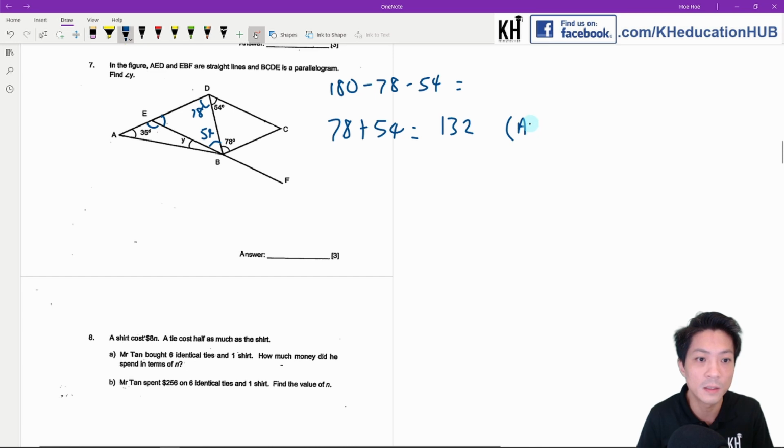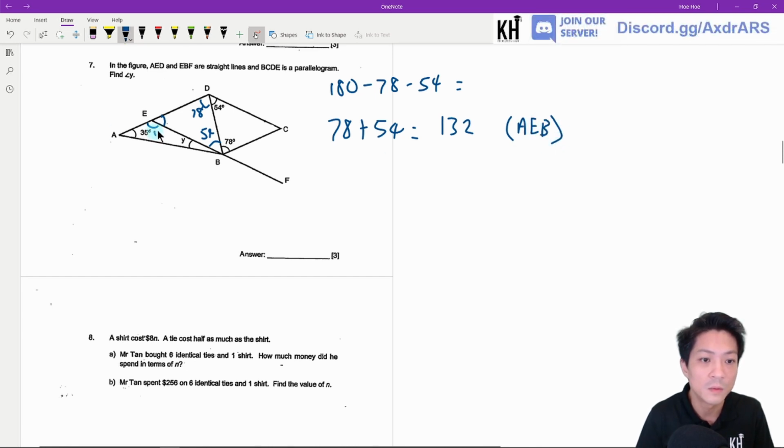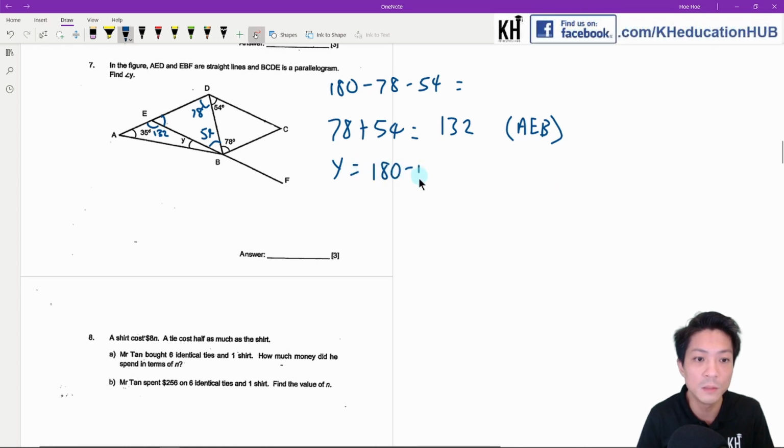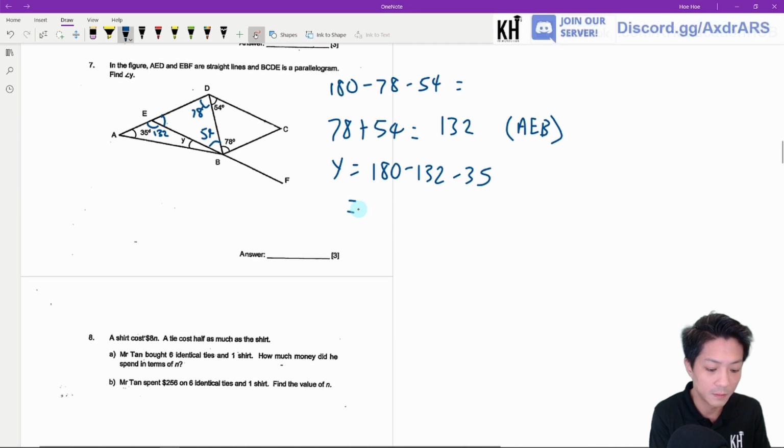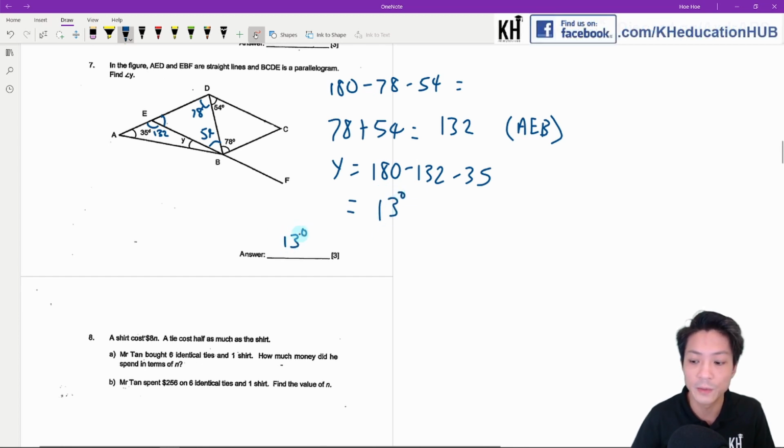is angle AEB. Try to squeeze it here. 132. So to find angle Y, I just need to use 180 minus 132 minus 35. The answer is 13 degrees.